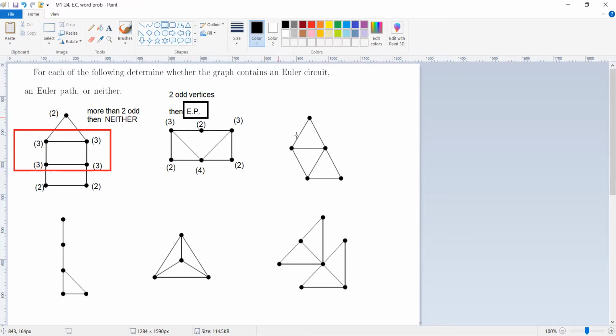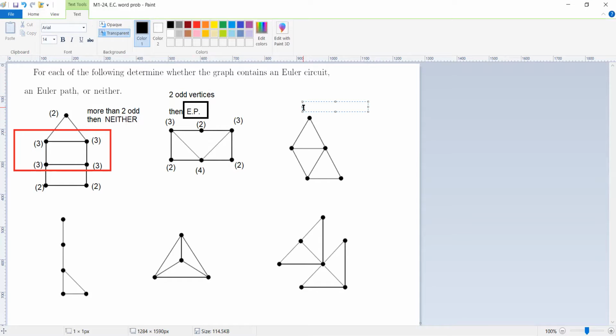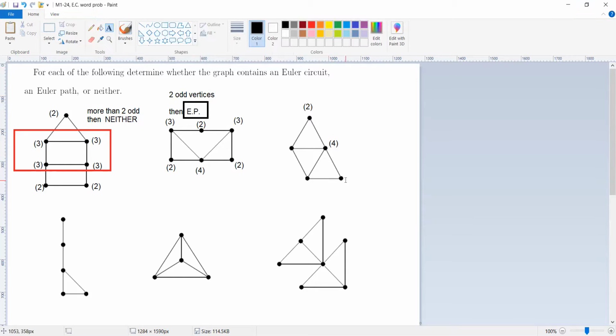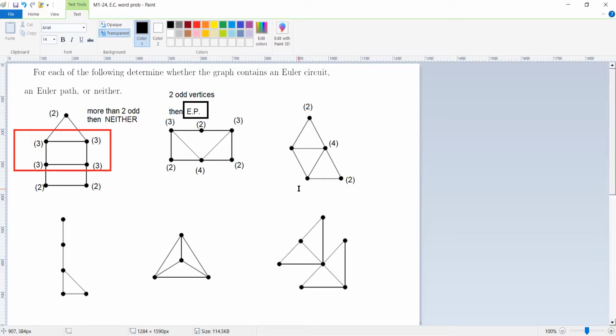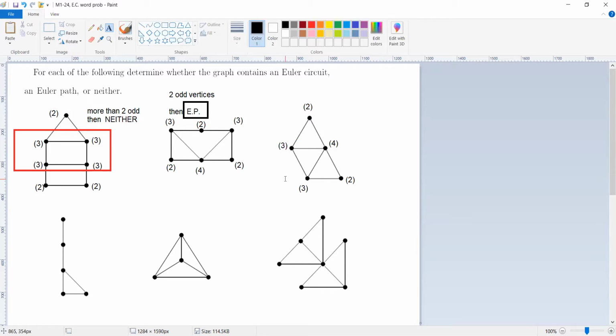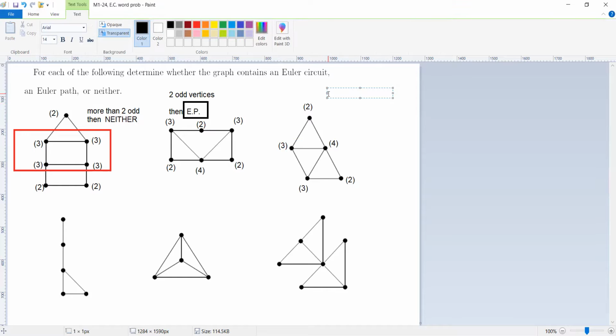All right, next one is on the side with the top vertex having degree 2. Let's go down here. This guy is 1, 2, 3, 4. Degree 4. Degree 2. And 3. This degree is also 3. So it happened again where I've got 2 odd vertices, which means I could find an Euler path in this graph.